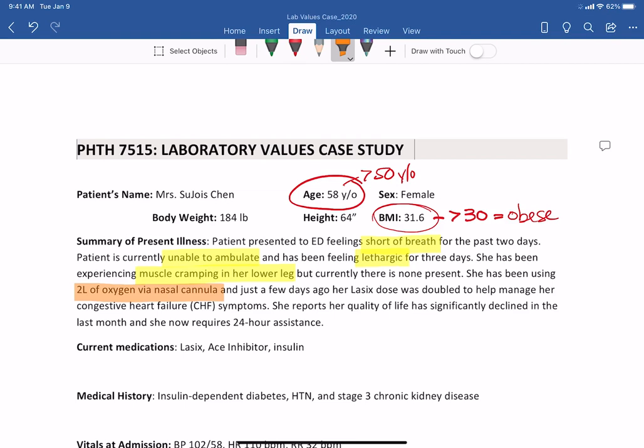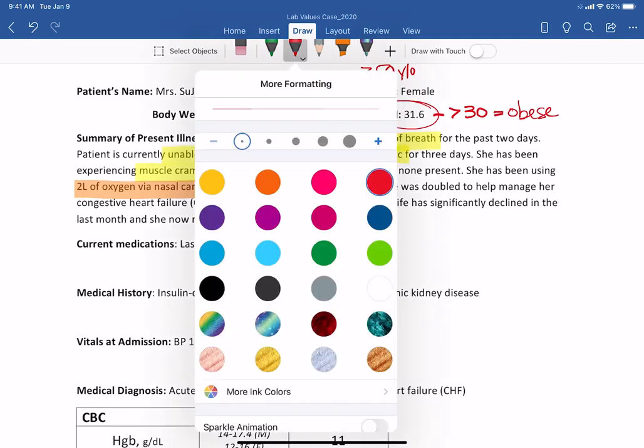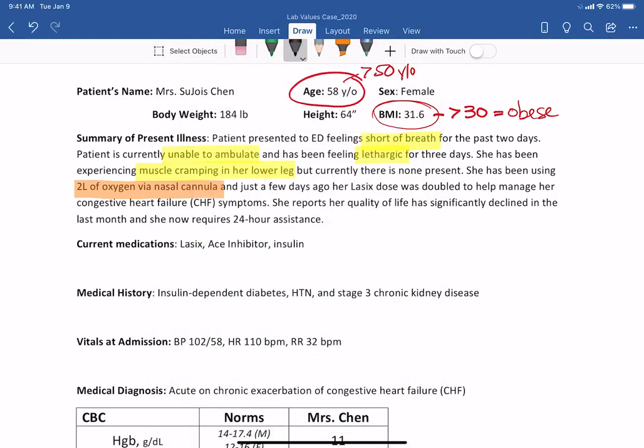And just a few days ago, her Lasix dose was doubled to help manage her congestive heart failure symptoms. I'm going to hit on Lasix when we talk about the meds. She reports her quality of life has significantly declined in the last month, and she now requires 24-hour assistance. All right, let's look at her current medications and think about how it relates to possible pathology. Okay, so she's on Lasix.